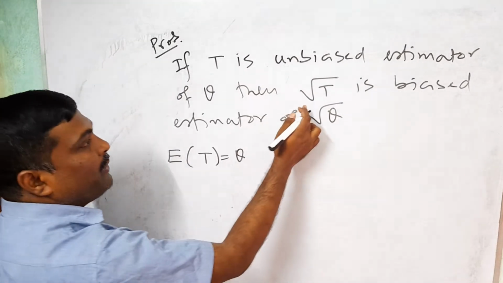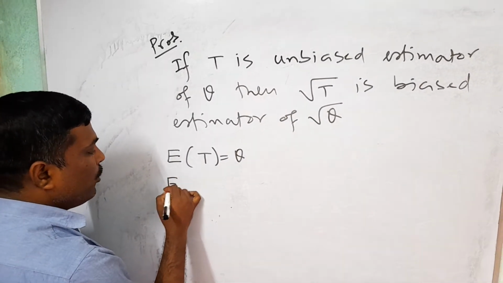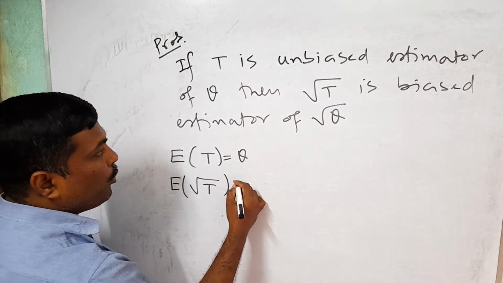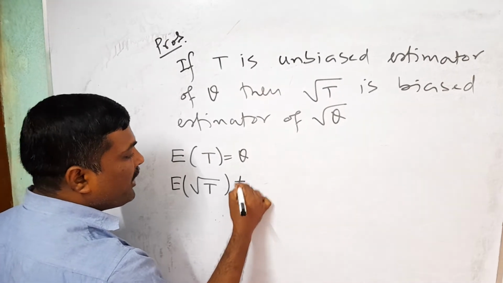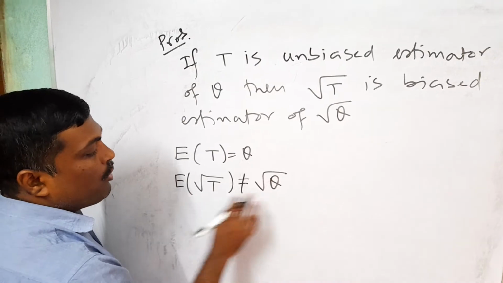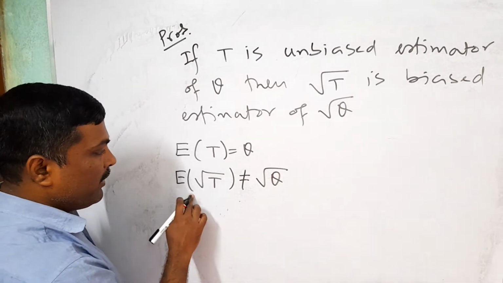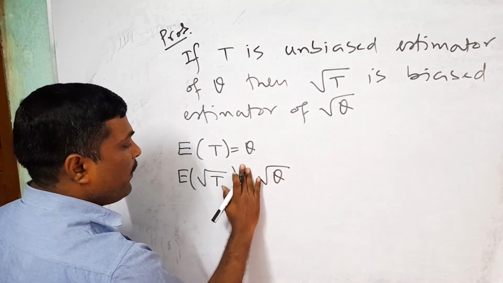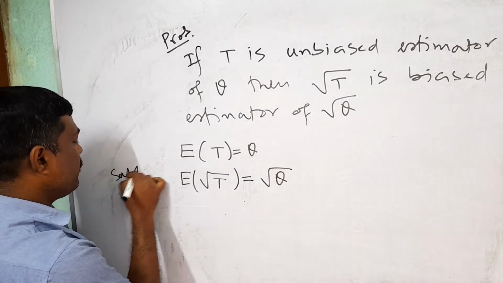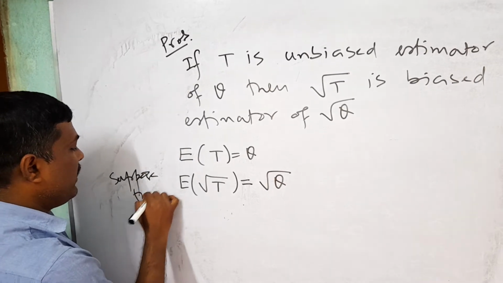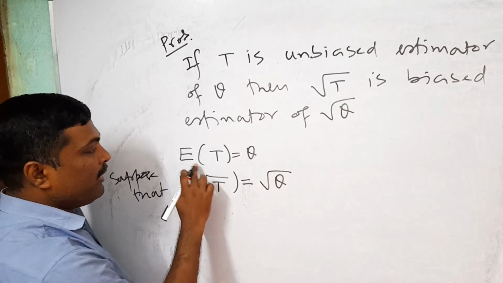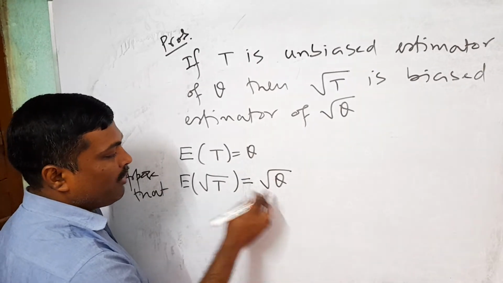The question is, prove that root over T is a biased estimator of root theta. So E of root over T not equals root over theta. We have to prove it. Suppose that E of root over T equals root theta. Just consider E of T equals theta and E of root over T equals root theta.